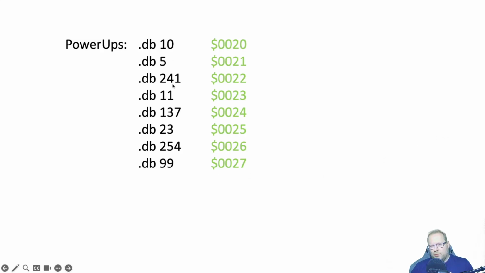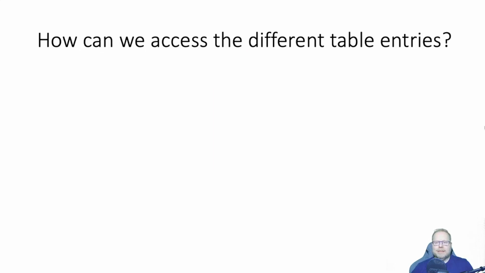Don't worry about what these numbers mean. I just put some random numbers in there. All right, so, okay. How can we access the different table entries? I mean, we have a table with 8 entries, but we just have this label on the top.